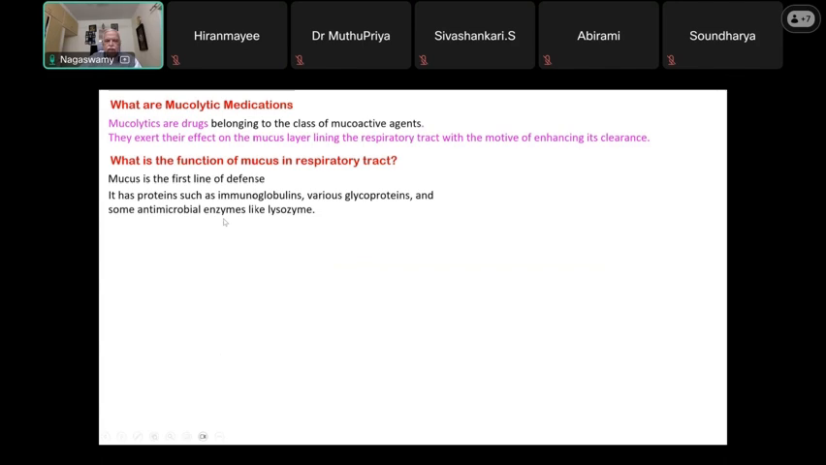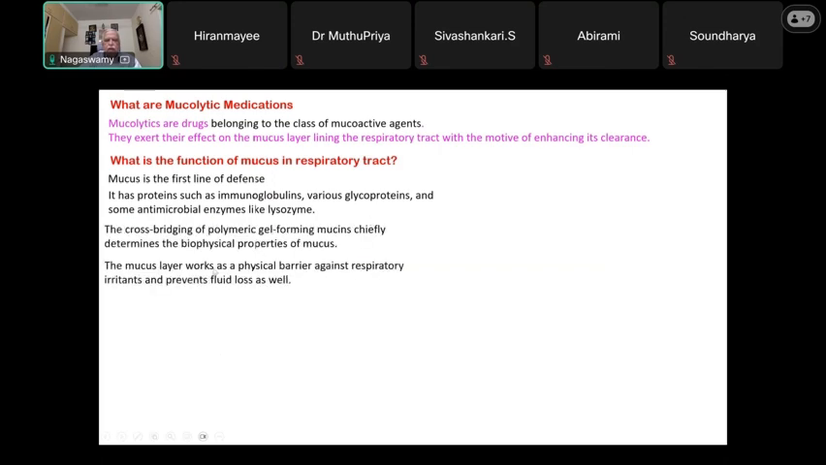Mucus is the first line of defense for us. It contains proteins like immunoglobulins and glycoproteins, and they are the ones which are helpful. We have already seen how the mucociliary escalator works in the earlier class. So even though mucus is supposed to be a protective agent, when it becomes pathological, it can get infected, harbor bacteria and cause pneumonic changes. At that time, the body may find it difficult to expel the mucus, so we have to loosen or soften it with drugs called mucolytics.